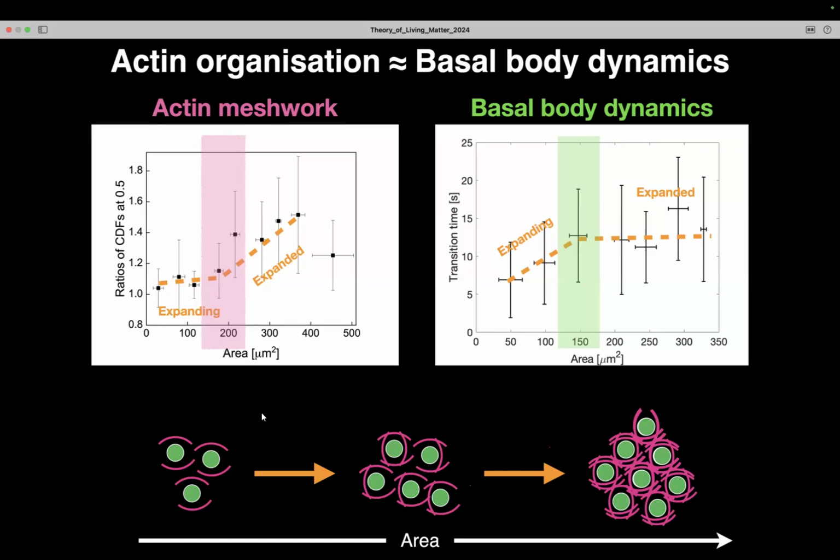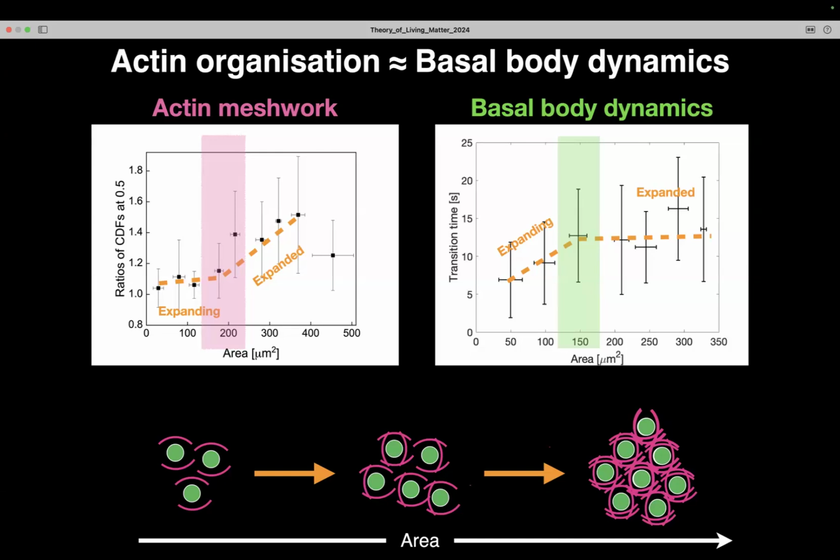But now, as the apical domain is expanding, the cross-linking around the basal body is getting stronger and stronger, meaning that the turnover is also longer for the basal bodies to get released from these pockets.